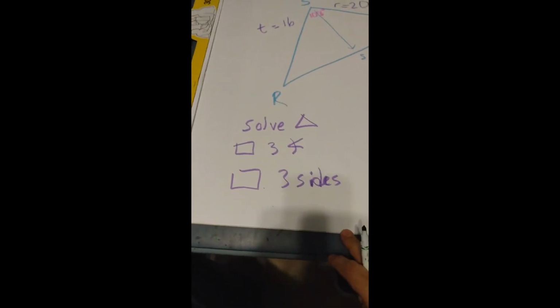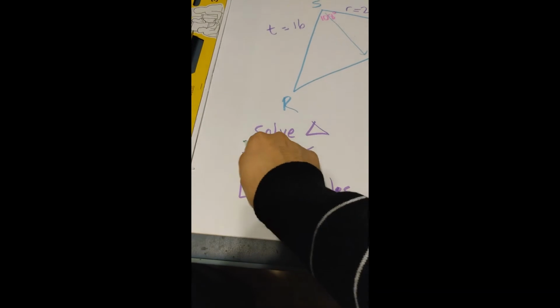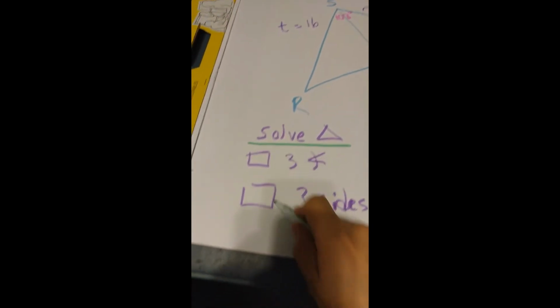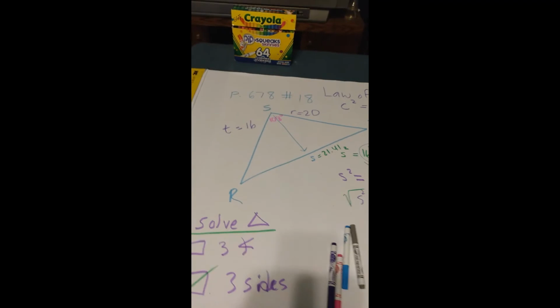Notice I can check something now on my check boxes. To remind you what I'm talking about with my check boxes, I want to know all three angles and all three sides. That's what it means when it says solve the triangle. Notice I have 1, 2, 3 of the sides. So check, I have all three sides. Now I need to get those three angles.